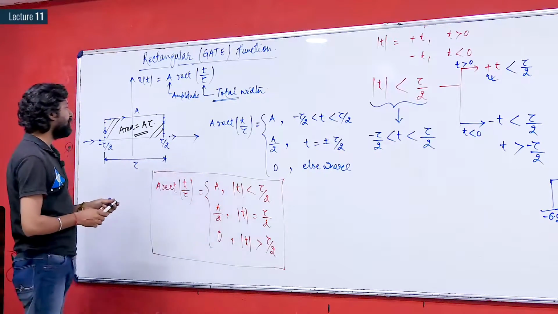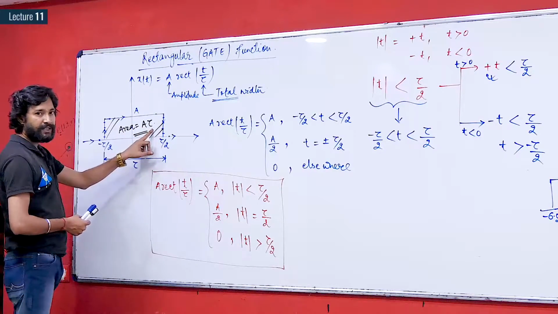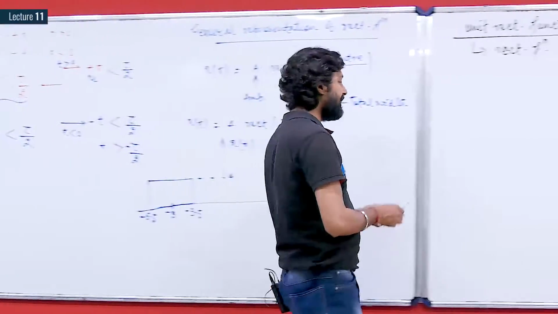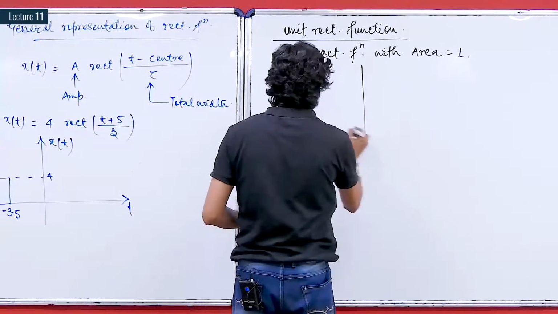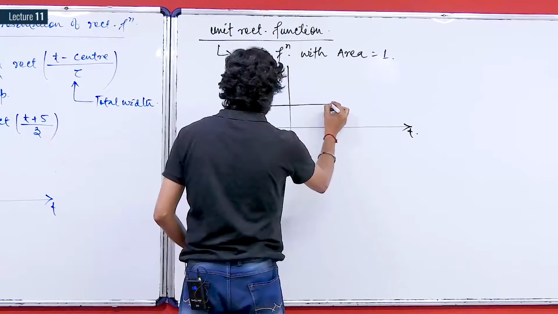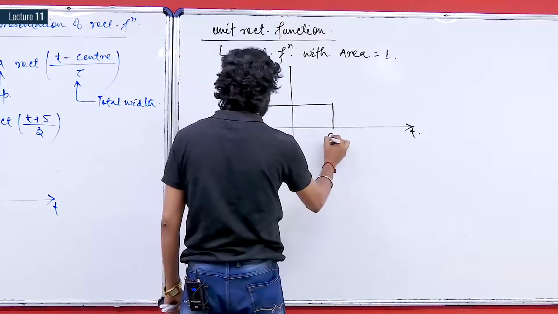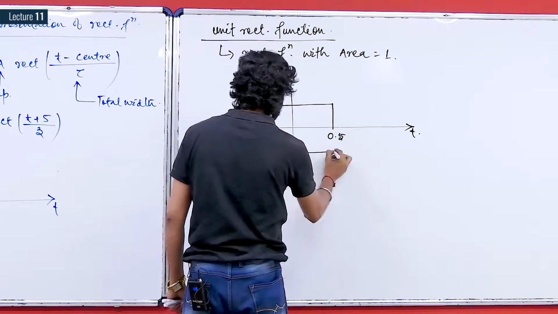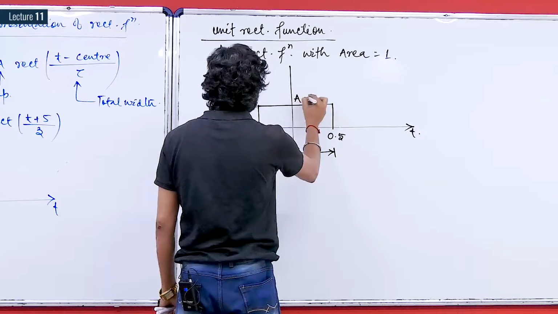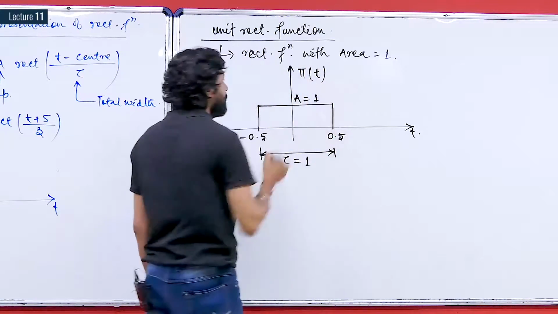To change the area of a rectangular function, you must change either a, or the duration of existence, that is tau. So if you are going to define a rectangular function having area 1, then let it be a function having total width 1, existing from minus 0.5 to 0.5. This total width is your tau, if you put tau to be 1 and take the amplitude again to be 1, so it is your unit rectangular function.